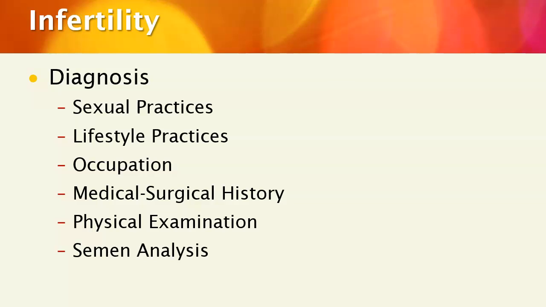So for diagnosis, we want a detailed history. We want to know about their sexual practices. We want to know about their lifestyle practices. We want to know about their occupation, their medical surgical history. We're going to do a physical exam on them and make sure they're healthy. And we're going to do a semen analysis and see what we've got going on there.